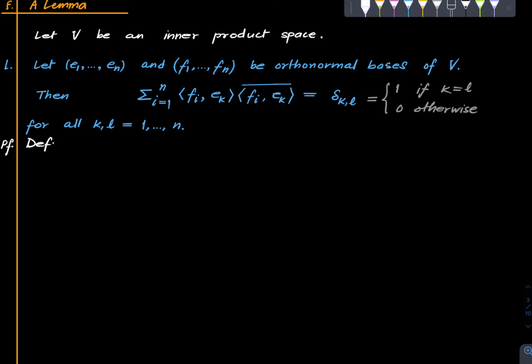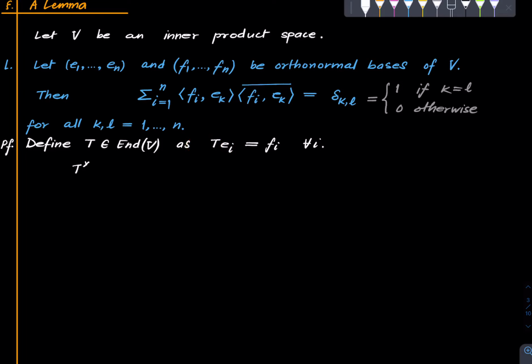So we define a linear map or a linear endomorphism T on V by declaring T e_i to be f_i for all i. When I say for all i, it means that i runs from 1 to n. Once you define a linear map on the basis elements, the linear map is completely defined. So this is a well-defined linear map now.